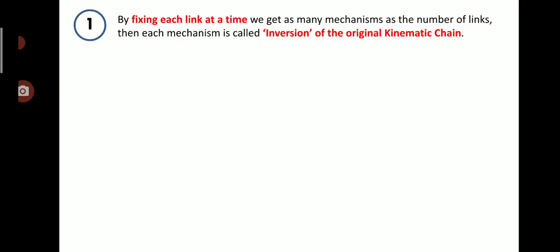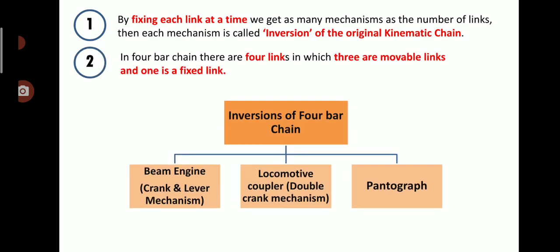Let us see again the meaning of inversion. By fixing each link at a time, we get as many mechanisms as the number of links. Each mechanism is called an inversion of the original kinematic chain. In the 4-bar chain, there are 3 movable links and one fixed link. So which are the inversions of the 4-bar chain? Number 1 inversion is called beam engine, also called crank and lever mechanism. Second inversion is locomotive coupler, which is also called double crank mechanism, and third inversion is called pantograph.